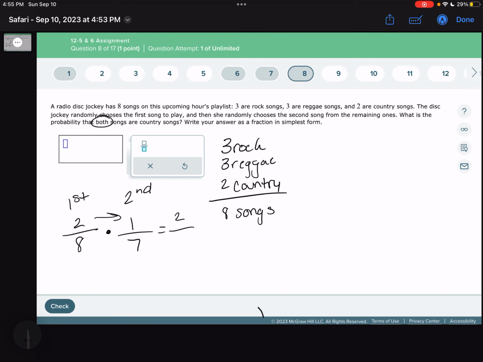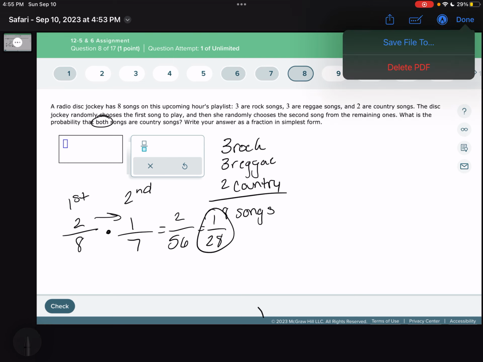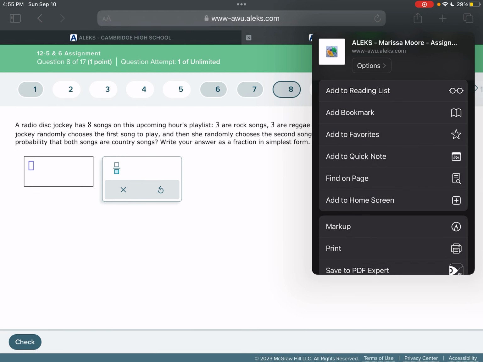8 times 7 is 56. I can simplify that to 1 out of 28. And that would be my final answer. Again, your questions aren't going to be exactly the same, but they're going to be the same process. So use this to help you with your question. Same ideas, just a little bit different, maybe number-wise, or your word problem might be a little different, but it's still going to be the same exact process.